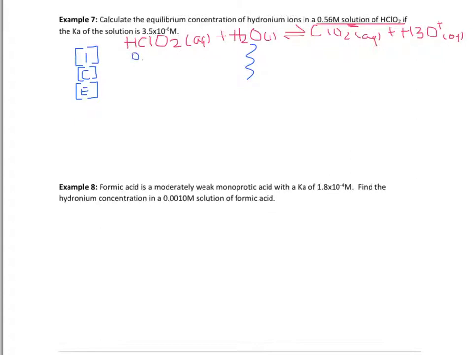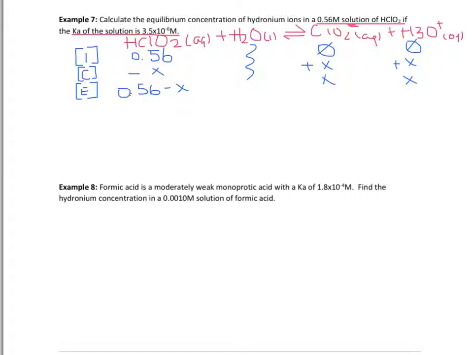The initial concentration is 0.56. We start off with no products. We always lose reactants, we gain products. And the equilibrium line is the first two put together. We have been told that the Ka of the solution is 3.5 times 10 to the negative 6, so that's still our extra piece of information that we're looking for.